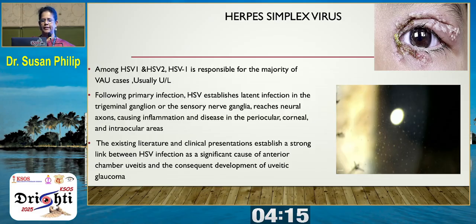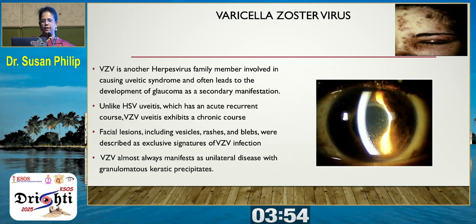Following primary infection, HSV establishes a latent infection in the trigeminal ganglion or the sensory nerve ganglion, reaches the neural axons, causing inflammation and disease in the periocular, corneal, and intraocular areas. The existing literature and clinical presentation establish a strong link between HSV infection as a significant cause of anterior chamber uveitis and consequent development of uveitic glaucoma. Varicella zoster virus, unlike HSV uveitis, has an acute recurrent course. Typical facial lesions, vesicles, and rashes are seen, and varicella zoster almost always manifests unilaterally.